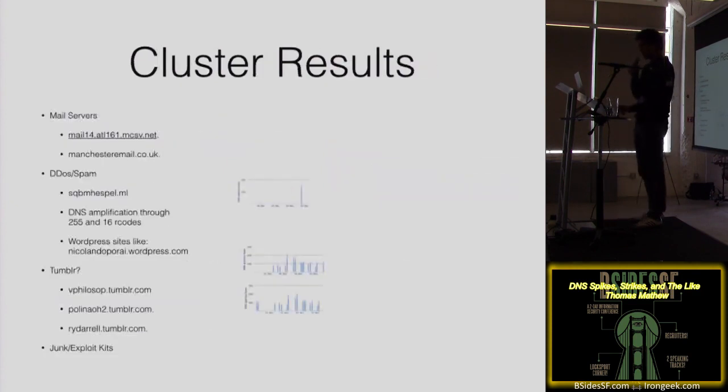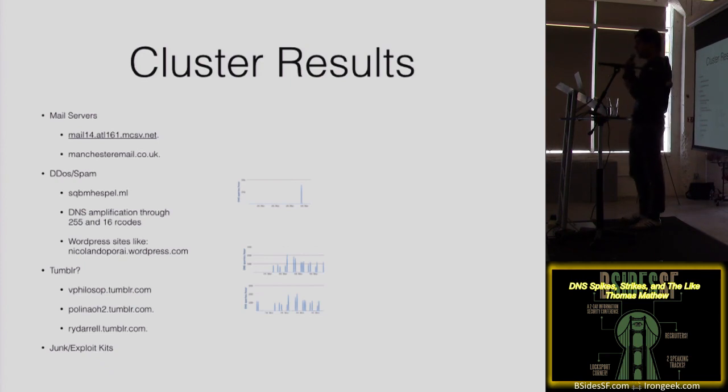So now we can talk about some of the results that we had. We had about 12 clusters, and some of the interesting clusters that emerged were mail servers. Mail servers love to spike at very predetermined hours of the day. We caught about 1,000 mail servers, which go from 0 to around 200 about every hour. These are completely benign mail servers, so it's just normal query patterns.